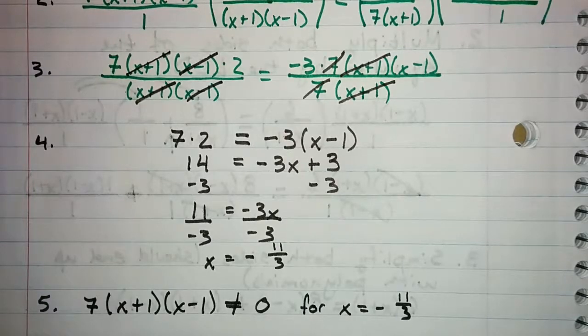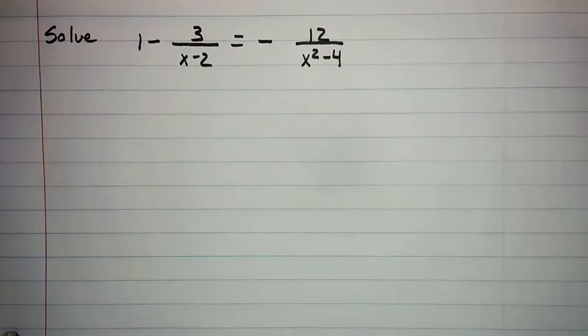All right, I'm going to give you one of these to try now. Solve the rational equation 1 minus 3 over x minus 2 equals negative 12 over x squared minus 4. Pause the video and try this now.